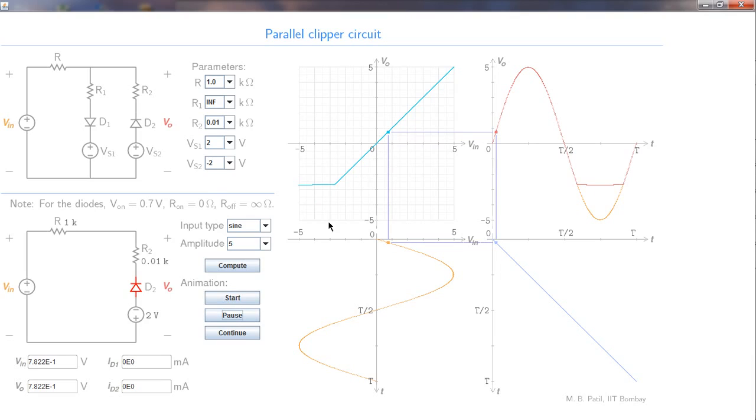And now we see that the breakpoint has not changed. It has remained at minus 2.7 volts, but this slope has become nearly 0. And as a result of that, notice that the output voltage has got clipped over here, and therefore this circuit is also a clipper. It clips in the negative direction.